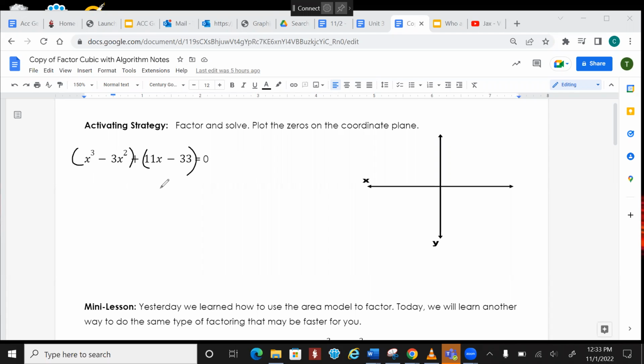In the first group, we're going to pull out the greatest common factor. So from here, we're going to take out an x squared. We're going to take x to the 3rd and divide it by x squared, and that's going to leave us with x. We're going to take negative 3x squared divided by x squared, and that's going to leave us with negative 3.